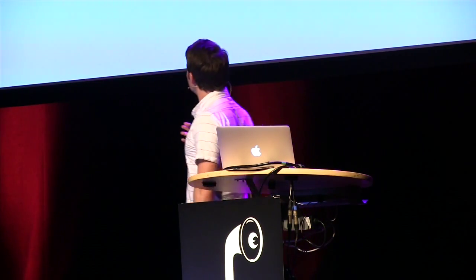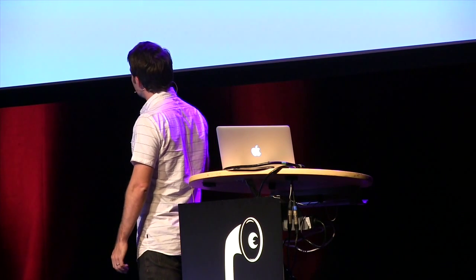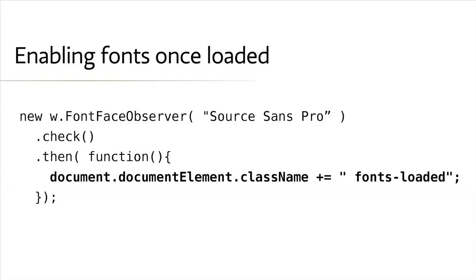The JavaScript for that is pretty nice and concise, I think. We're using Bram Stein of Typekit's font face observer script. So we're listening for Source Sans Pro to load, and we check it. It's kind of like this promise syntax. Once it's loaded, we're just adding a class name to the HTML element, or the document element.